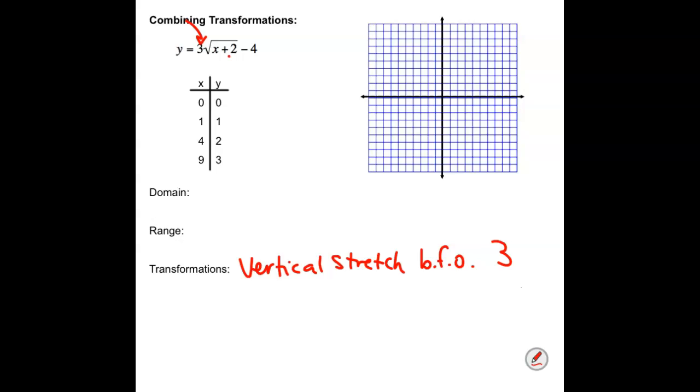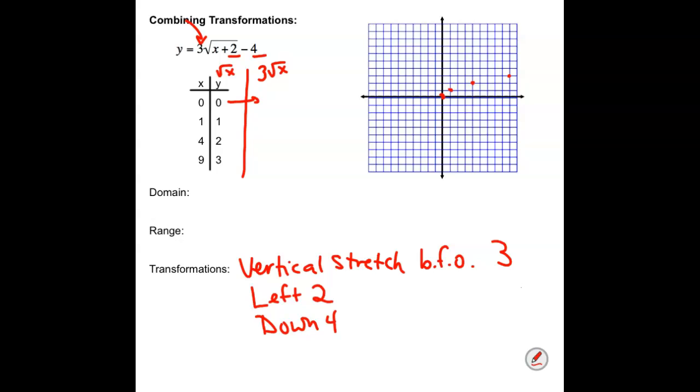Okay. Then I see this +2, so my next shift is that I'm moving left 2. And the last thing I see is the -4, so I'm going down 4. Okay? So we're going to take our parent function points, and let's think about what would happen. We'll go ahead and plot them quick. 0, 0, 1, 1, 4, 2, and 9, 3. We're going to stretch them vertically. That means my y value, which was the square root of x for my parent function, now becomes 3 square root of x. Okay, I have to triple all my y values.